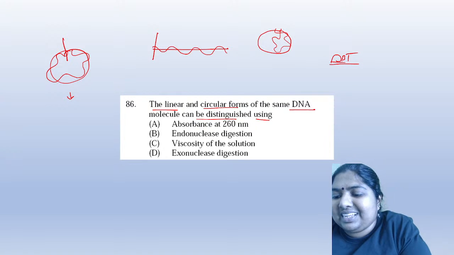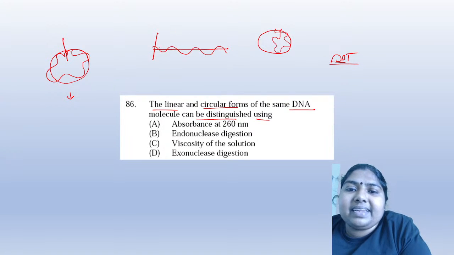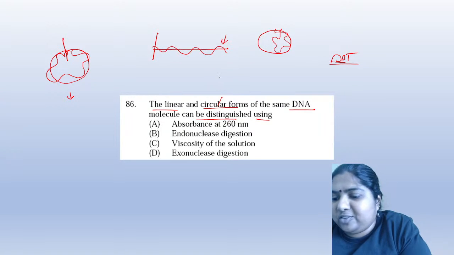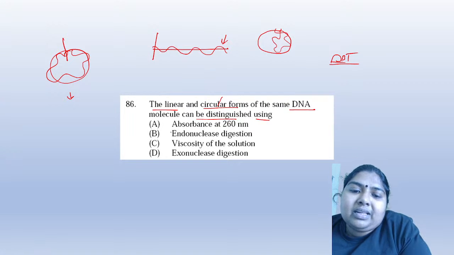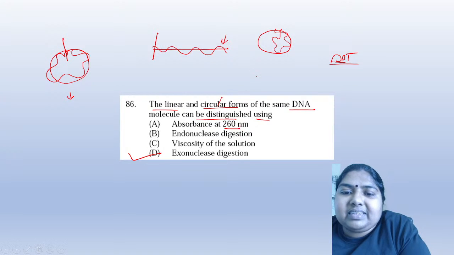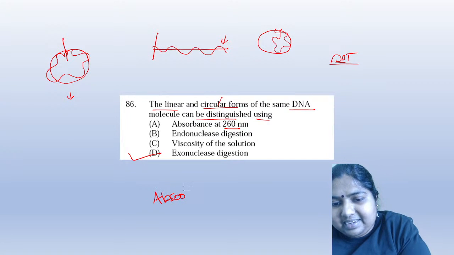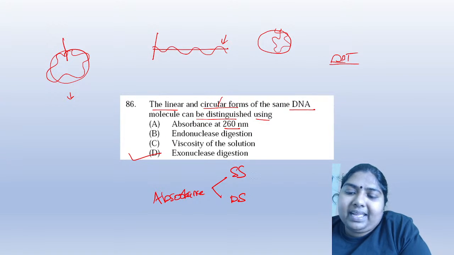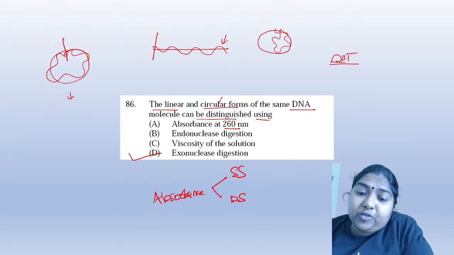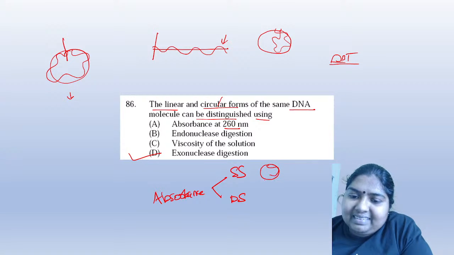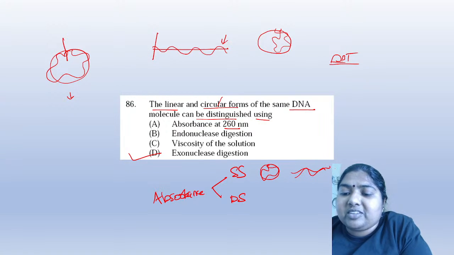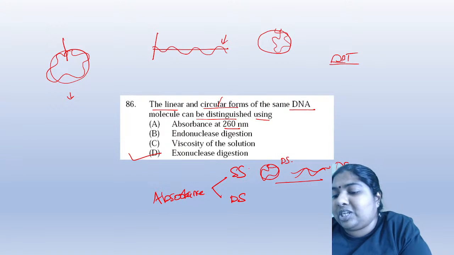They can never cut, no? Exonuclease means they need the end. So your circular forms cannot be treated by exonuclease. So only your linear form can be done. What about this 260? As far as your absorbance is considered, it can distinguish between your single strand and double strand. But you can understand that even if your plasmid is circular, it is double strand. If it is linear also, it is going to be double strand.